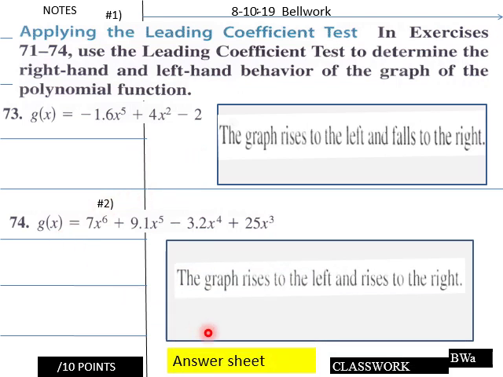And then the second one, the graph rises to the left and rises to the right. So you have an even degree here, and then you have a positive coefficient. So the graph rises to the left and rises to the right as well. So it goes something like that.